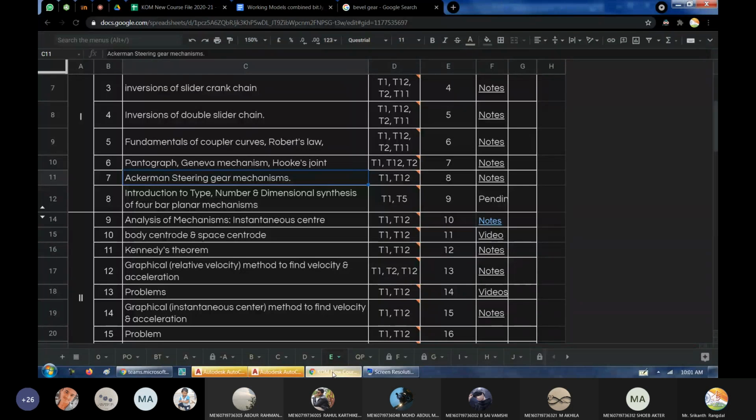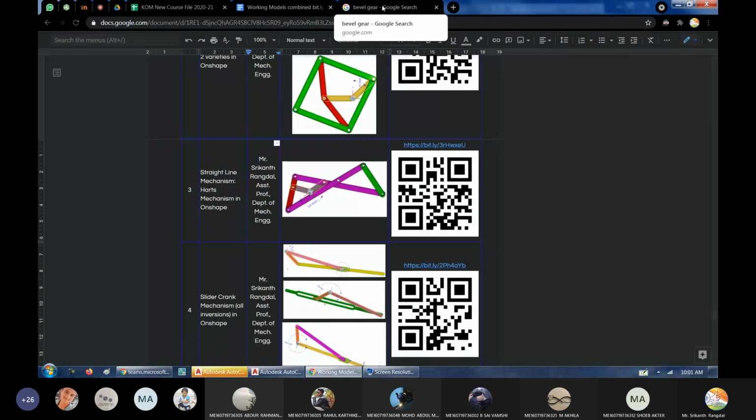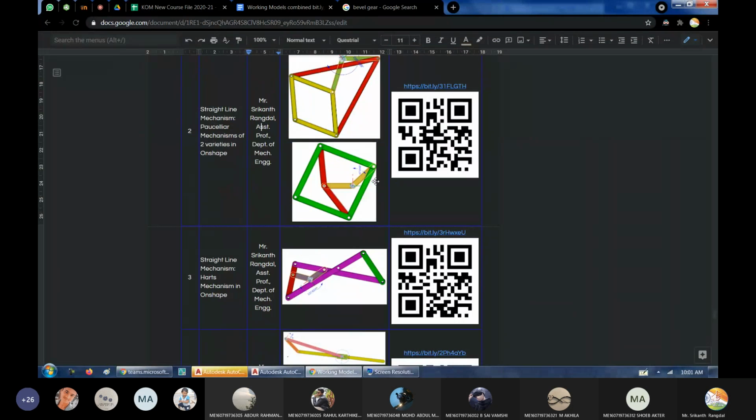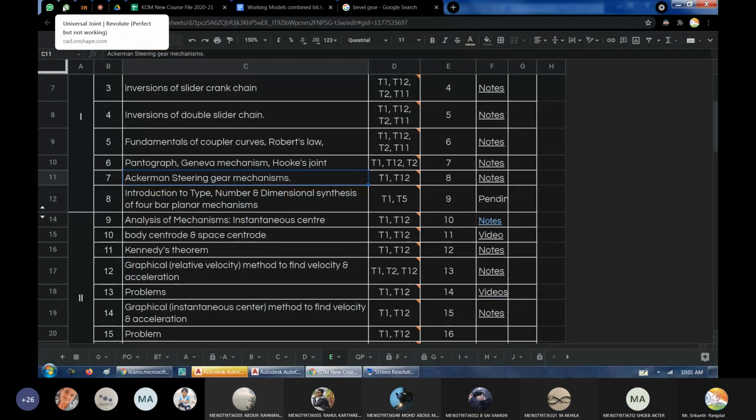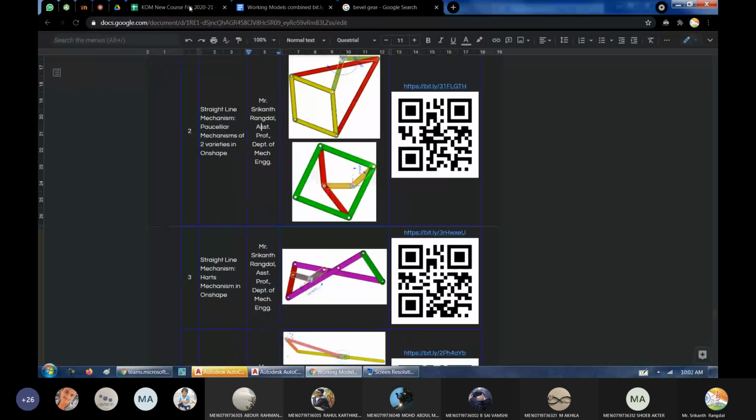Okay. So I haven't made a 3D model. Those who are interested in 3D modeling, here is your chance. Since I have not made this model yet, you can take up the responsibility of making this using Onshape, and you can share it with me. And when you share, your model will be maintained in our database.